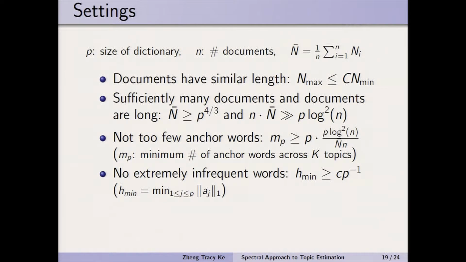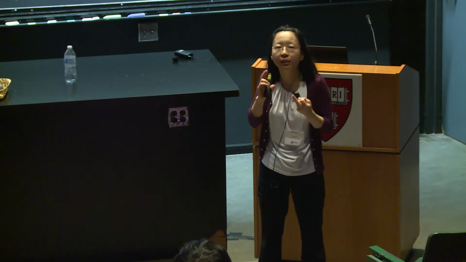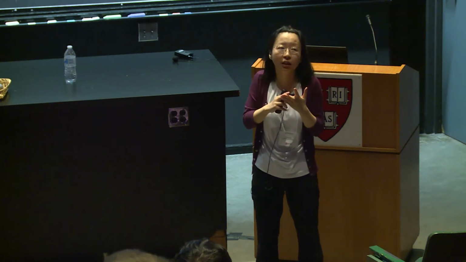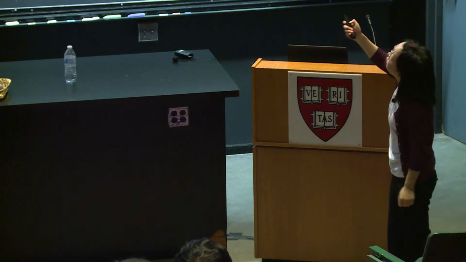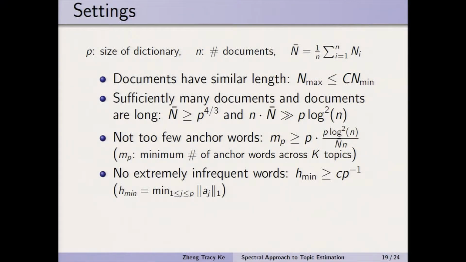Then in our asymptotic framework, we assume that the number of topics K is fixed. And then we let the dictionary size, the number of documents, and the average document length tend to infinity. We need some conditions here. This one is mild, and this one is a very fundamental condition. If we ignore this logarithmic term, then whenever this assumption is violated, our lower bound shows that no method can do successful topic estimation. So it's a very reasonable assumption. And this one is mainly for technical convenience. We don't think it is a bottleneck of our method.